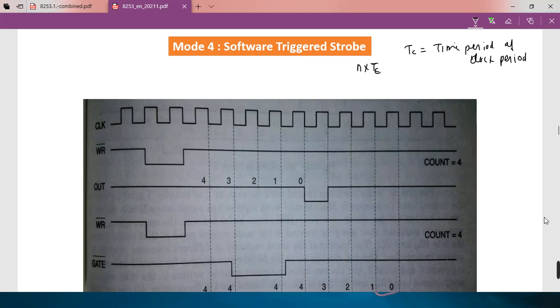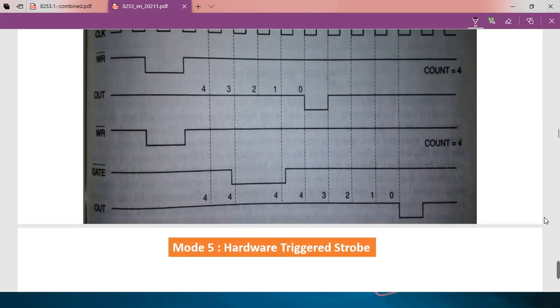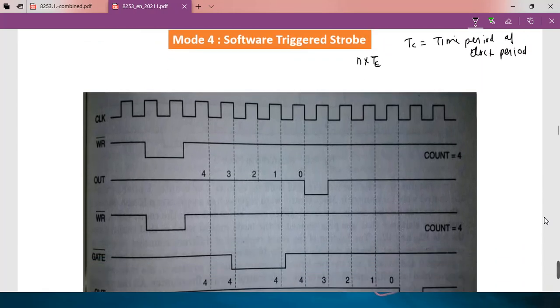Okay, software triggered stop. So mode 4 is called software triggered stop, and mode 5 is called a hardware triggered stop. I will also tell you the difference between the two, but the working is almost the same. In the software triggered stop, the gate must be high.